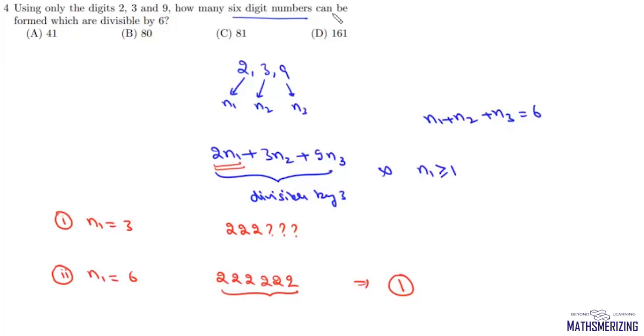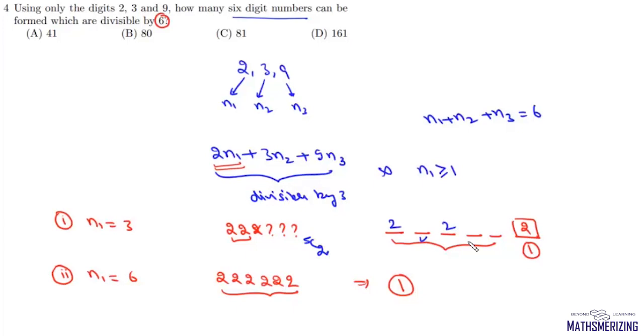Now since this number has to be divisible by 6, it must end with 2. So this last place is already filled up with 2, so we have one choice for that. Now we are left with 2 2's. Out of these 5 places, we have to select 2 places where we can place these 2 2's. So from 5 we have to select 2, and it can be done in 5C2 ways.